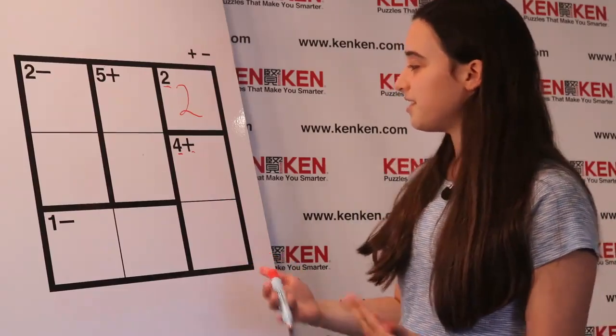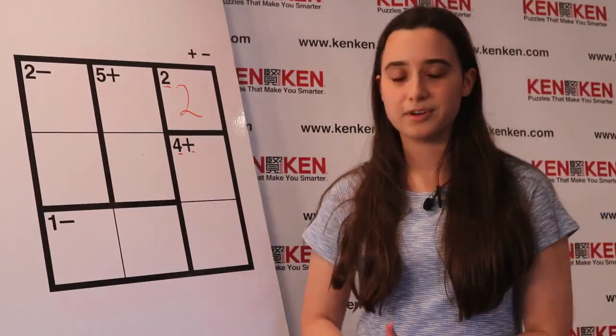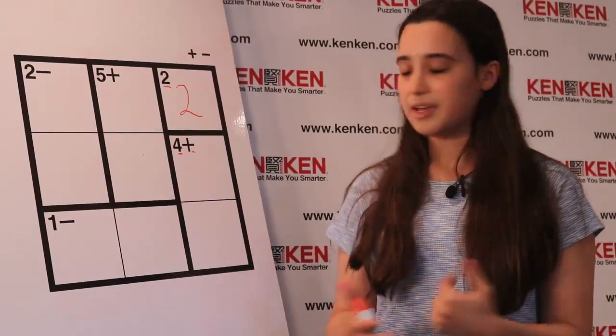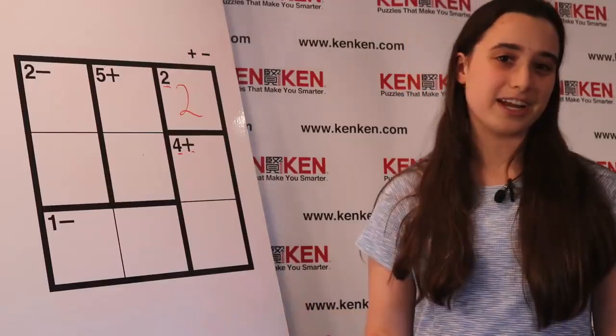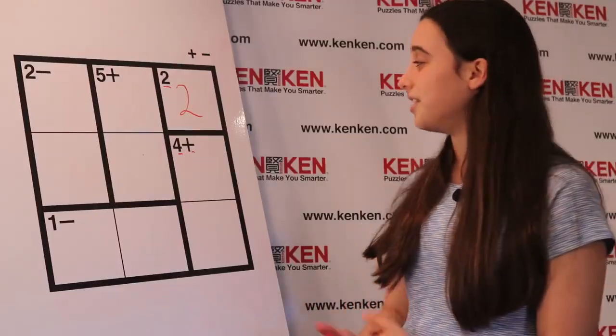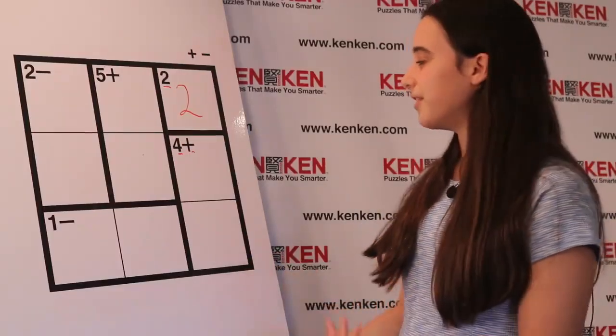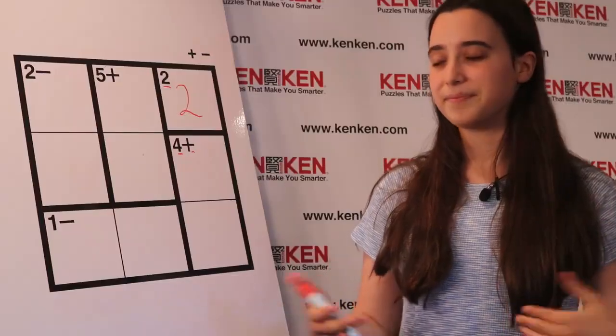So for example, in a 4 plus, you might think, okay, which two numbers add up to 4? So 2 and 2 could work. But another really important rule of KenKen is that you can't repeat numbers in any column or row. So then that leaves us only with 3 and 1.